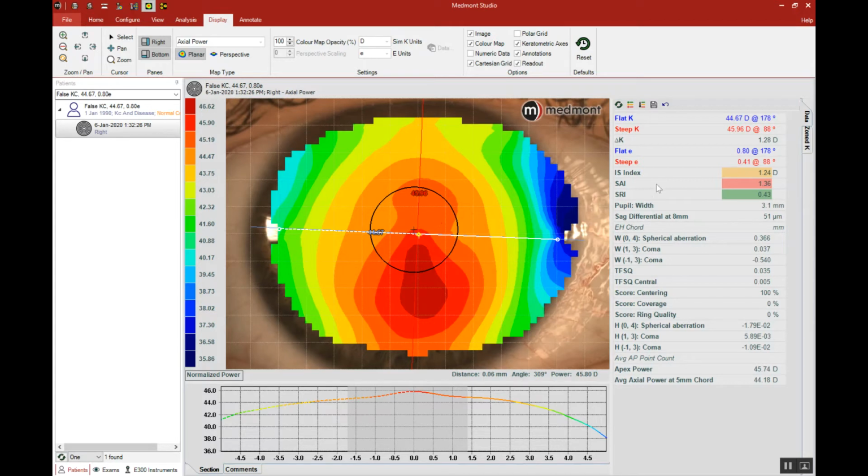So the IS value is indicating that this eye is suspect. It's not over the threshold of irregularity. If it were, then it would light up in red, but it's lit up in yellow, indicating suspect.